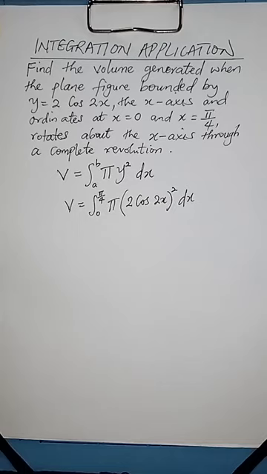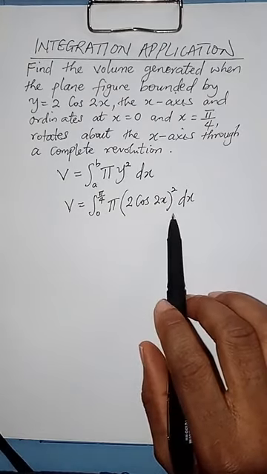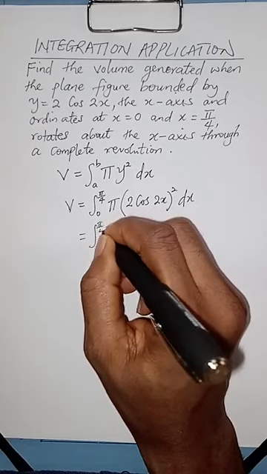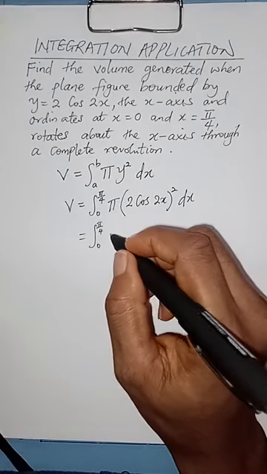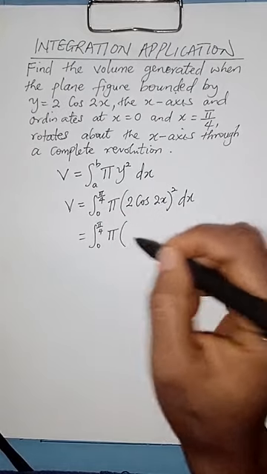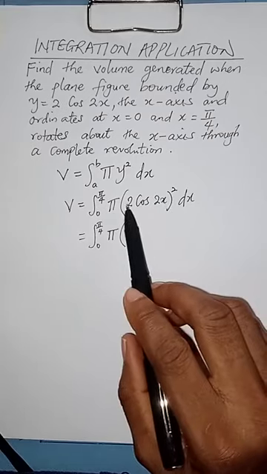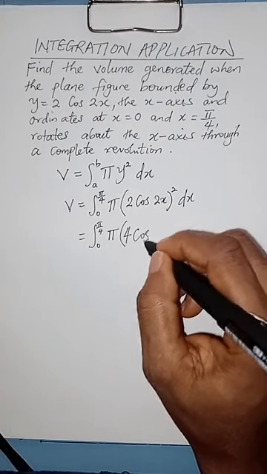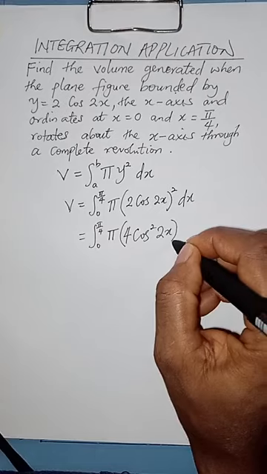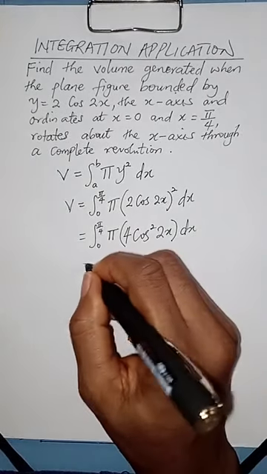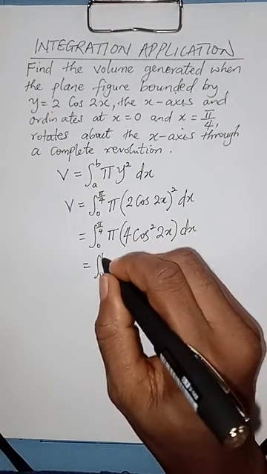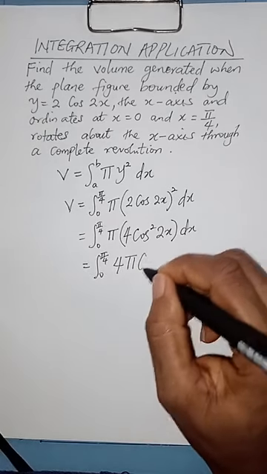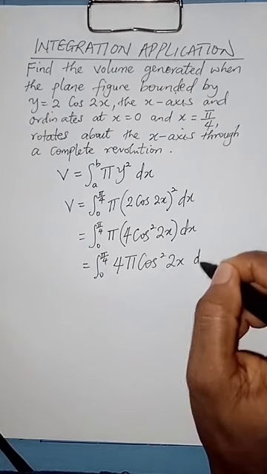So what's the next step? Let's expand this. This is from 0 to pi divided by 4. You're going to have pi. If I expand this, 2 raised to power 2 is 4, and then you have cos squared 2x dx. I can decide to remove the bracket to make it simpler: 4 pi cos squared 2x dx.